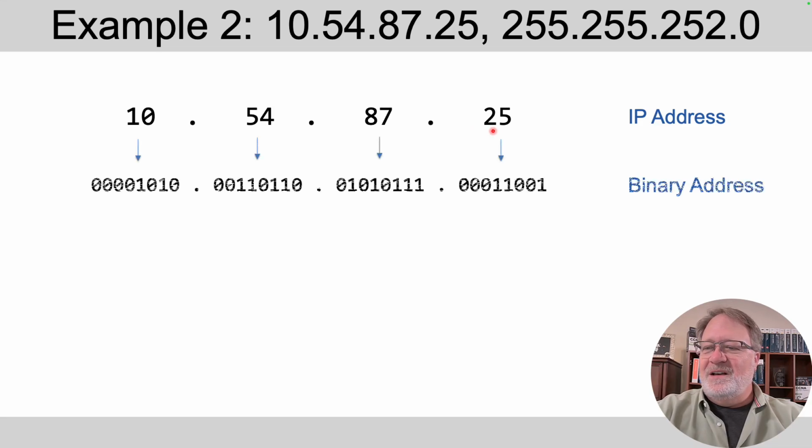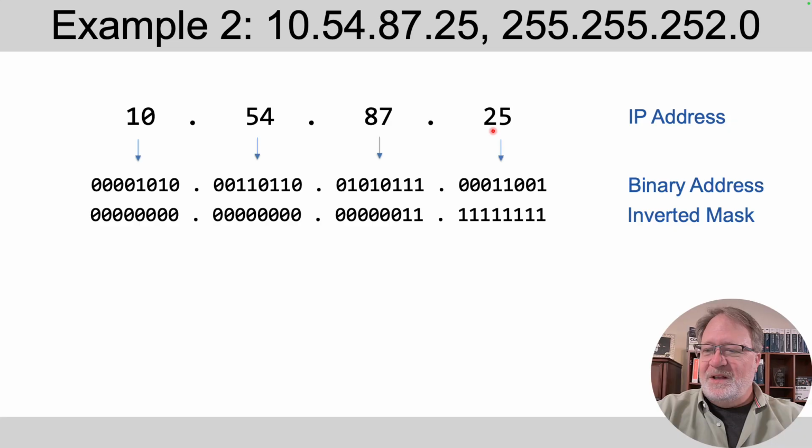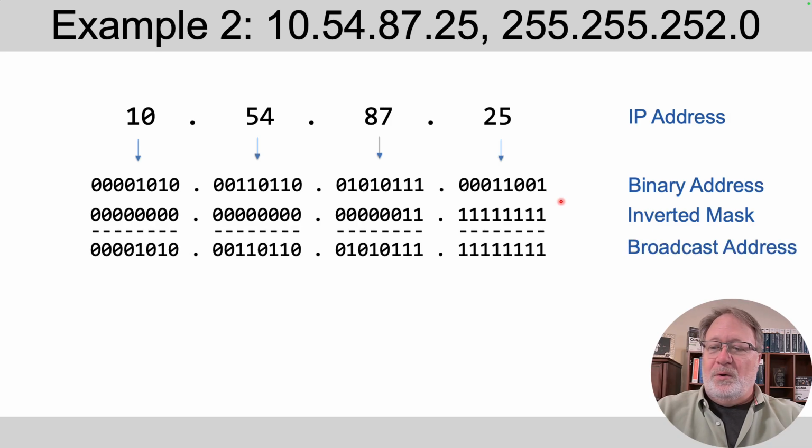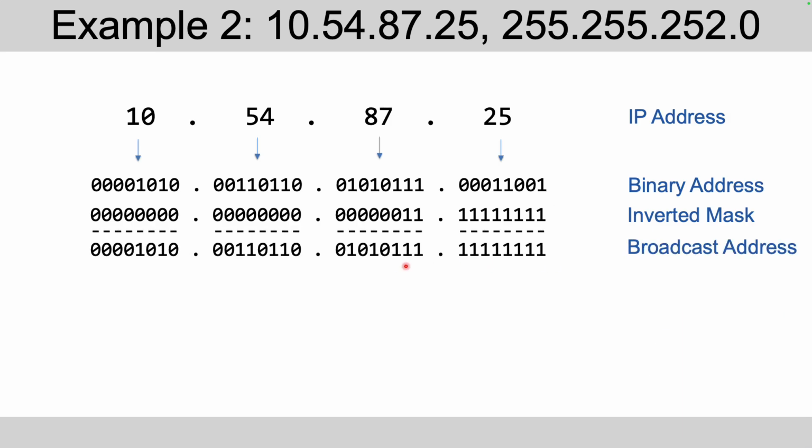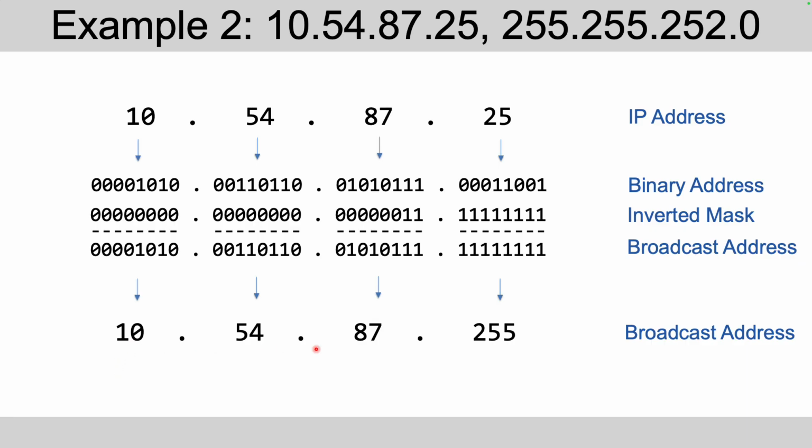For the next example, here's the 10.54.87.25 IP address. We convert that to its binary equivalent. I'm not going to show you the binary version of the mask, but immediately show you the inverted version of the mask. I'll leave it up to you to figure out the binary version of the mask. So there's the inverted mask, and we're going to do a bitwise Boolean OR of these two numbers, and we get this. Notice those bunch of 1s here at the end because of that effect. That gives us the broadcast address in binary. We convert it to decimal and get 10.54.87.255 for the broadcast address.